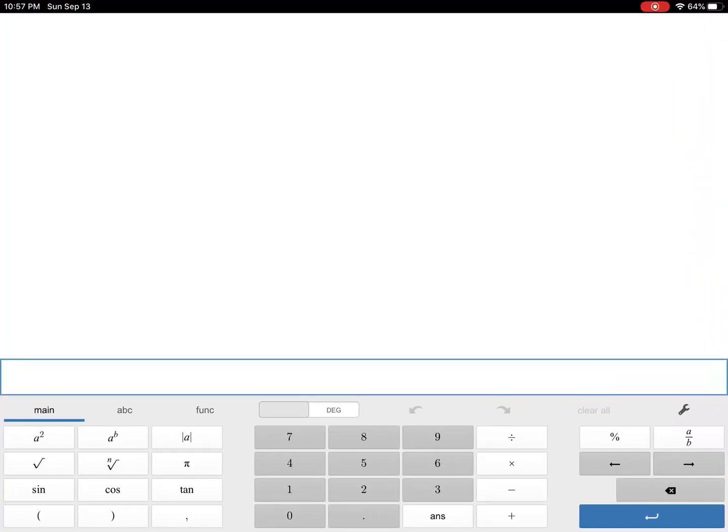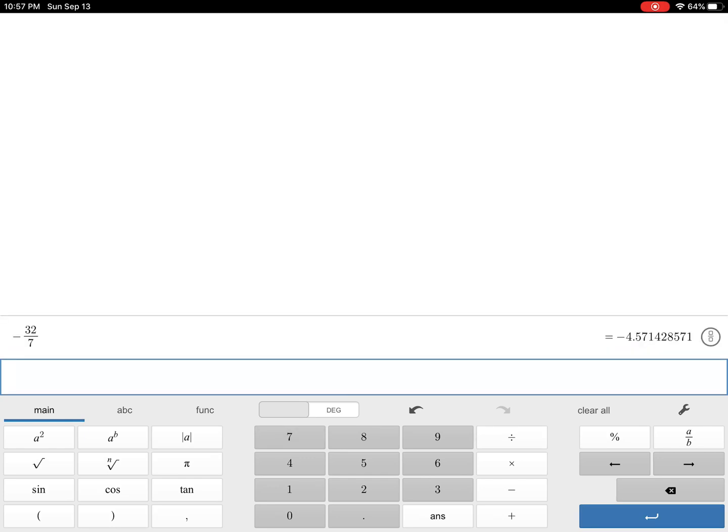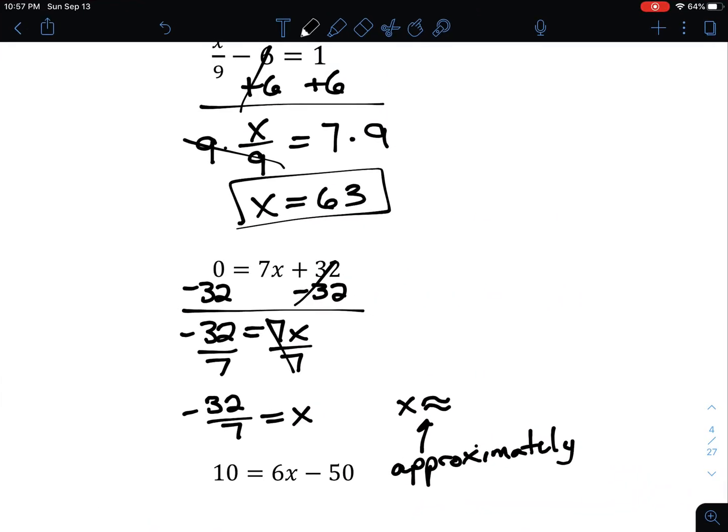So if you type that into your calculator, negative 32 divided by 7, we get negative 4.5714 and some other numbers. Nearest tenth would be the first number to the right of the decimal place. Now it's 0.5, but because there's a 7 after it, remember we're going to round up. So that would be negative 4.6 rounded up. So negative 4.6 is going to be our answer.